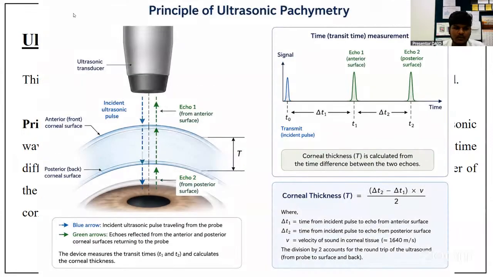In this image, you can see the sound waves come from this probe and reach the anterior surface of the cornea. This is regarded as echo 1. Then the sound waves travel to the posterior surface of the cornea. This is regarded as echo 2. We can calculate the time taken between echo 1 and echo 2. With this formula, we can calculate the corneal thickness.